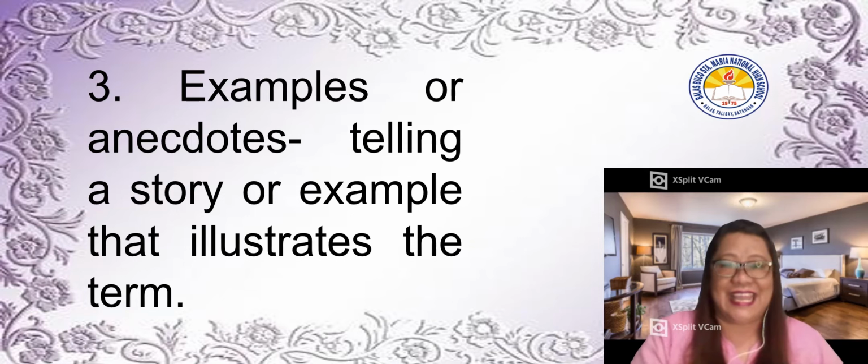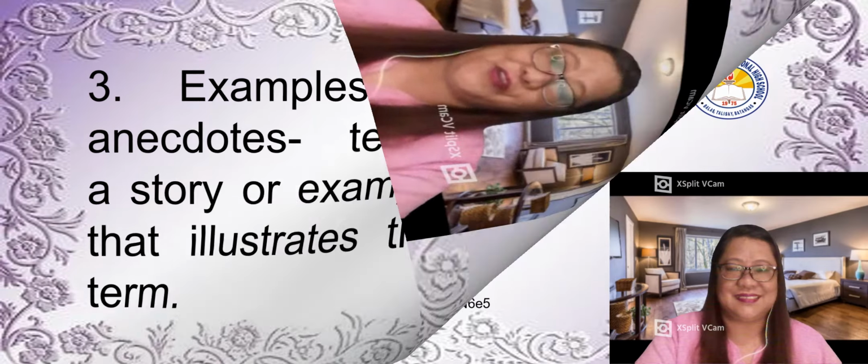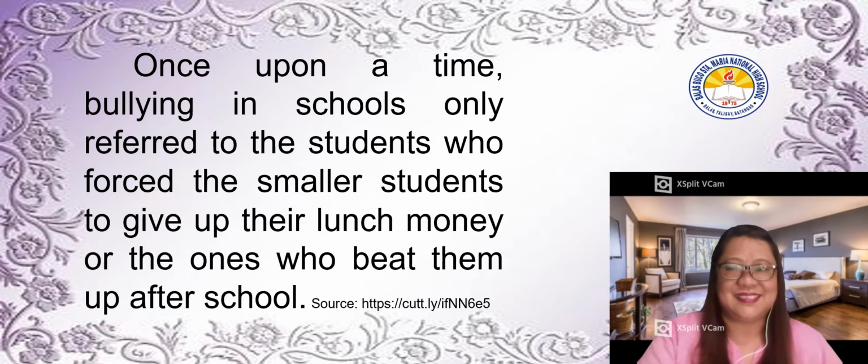Third in the list is examples or anecdotes. This can be done by telling a story or example that illustrates the term. Let us say, for instance, once upon a time, bullying in schools only referred to the students who forced the smaller students to give up their lunch money or the ones who beat them up after school.